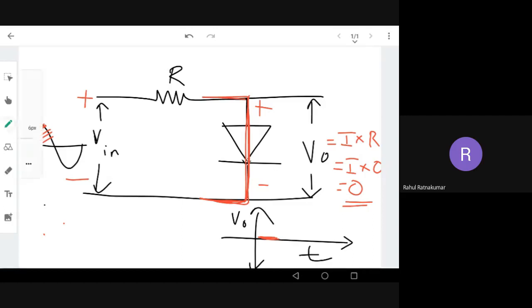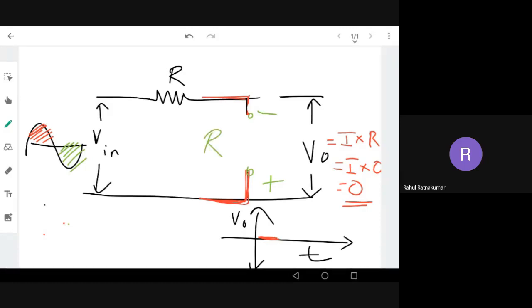Now what about the negative cycle? In the negative cycle, the diode is reverse biased. This is minus, this is plus. So it should be represented by an open circuit, right? There are two resistances, R and a very high diode resistance RD, which becomes very high or infinity. So all the input voltage is going to drop across RD. The whole negative voltage drops across the diode.